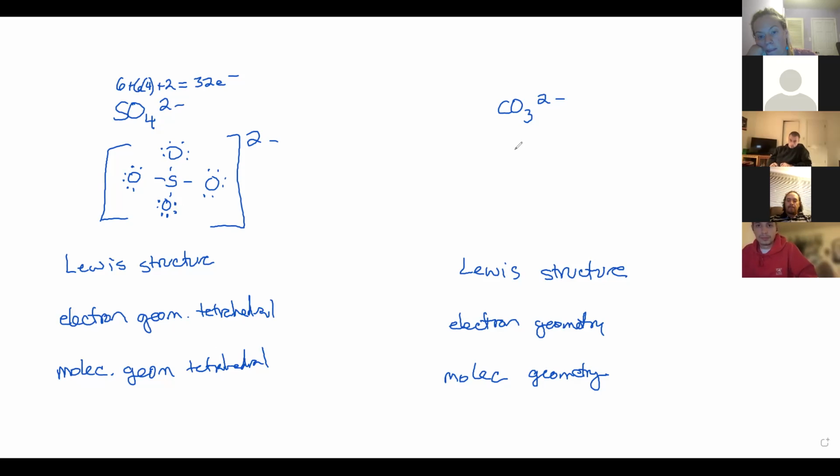Same thing for CO3 with a 2- charge. All right. Carbon is in column 4, so 4 valence electrons plus oxygen, which is 6 times 3, and the minus 2 means we add 2. So 18, 20, so 24 electrons to play around with. I'm going to put carbon in the center and the oxygens on the sides. Stick it together. Make the outer guys happy. So oxygen wants an additional 6 to get the 8. Same thing with this one. This one.